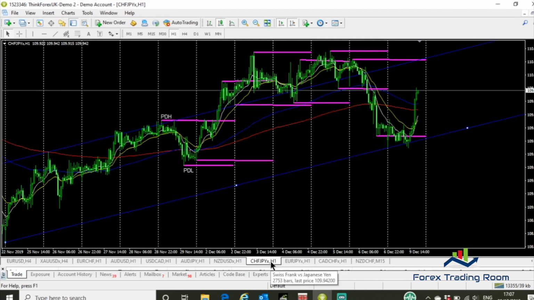Moving on, we've got the Swiss franc yen. Now this is a good little exercise on where it can go wrong on this trading strategy, and where you could get in on a good entry. So if we look again, we've got Monday, Friday, Thursday, Wednesday, Tuesday, Monday. So this is Friday. Here's our previous day's high marked off and previous day's low.